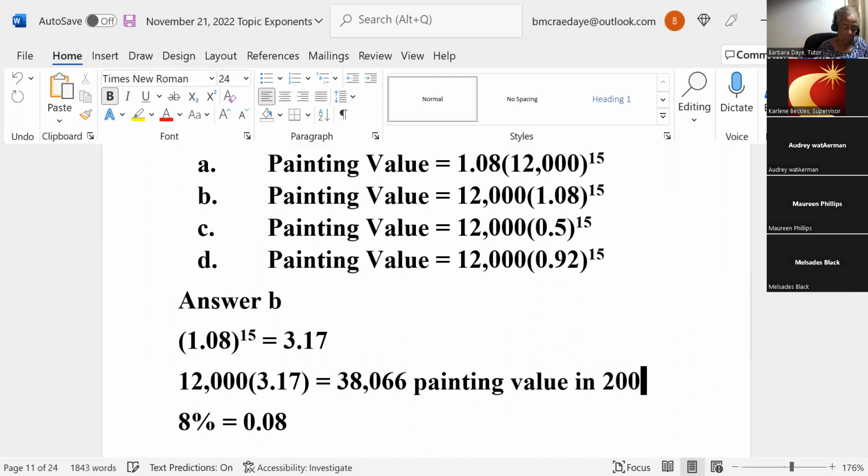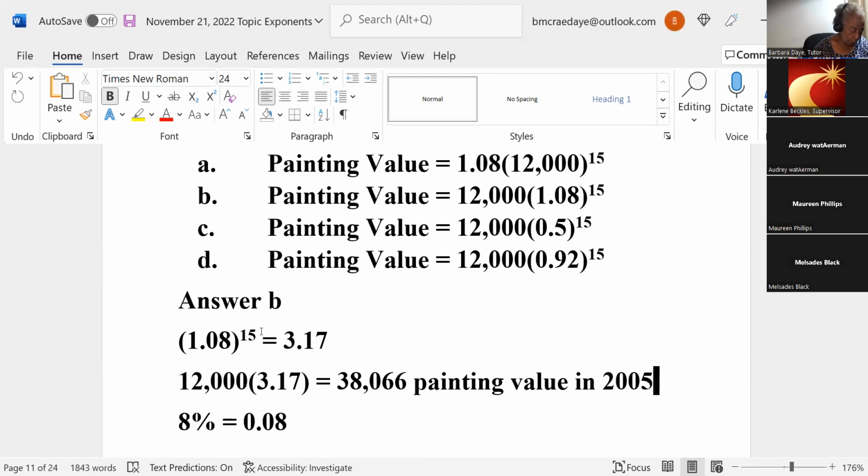So you got the expression and then you actually calculate the value. Questions? Mercedes, did we answer your question? Miss, how do you get the 3.17? 1.08 to the 15th. You know how to do that on the calculator? No. Okay. Mercedes, you have your calculator? Yes. Put in the number 1.08.